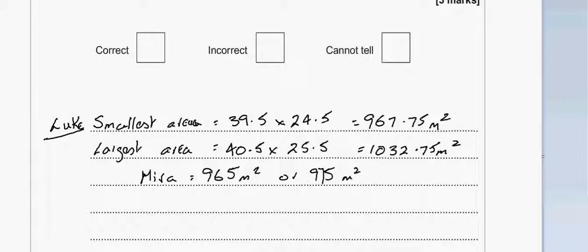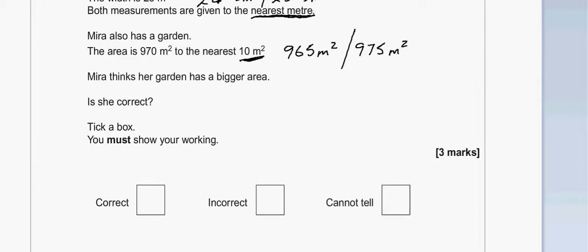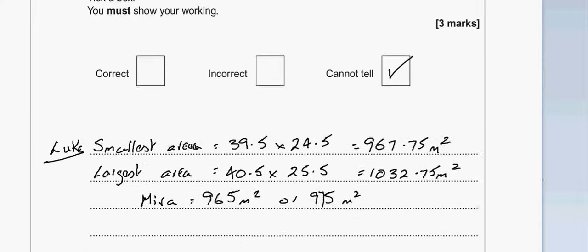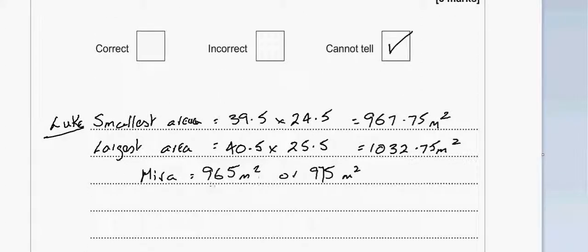So I would say that you can't tell, because using one set of measurements, 965, and 975, using her largest measurement of 975, that is bigger than Luke's smallest measurement. But 965 and 975 are smaller than Luke's largest area, so we can't really tell. She's not correct, but she's not incorrect, so we can't tell. Okay, sorry, it's not really a cut and dried question.